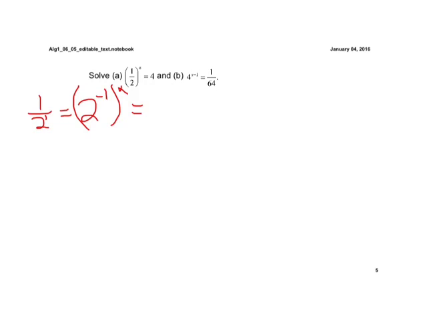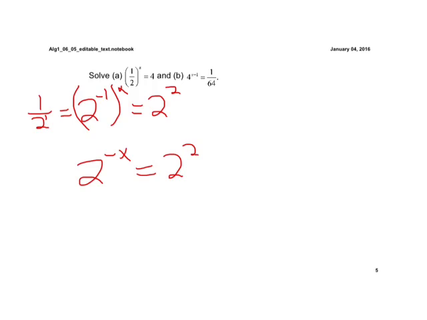Okay, now we have 2 to the negative first, keep our x. Now the right side, we have 4. We need to rewrite it with a like base. Okay, we know a like base can be 2. So if we rewrite it as 2 squared equals 4. Okay, these are equal. We're working with just part A right now. Now, power of a power, multiply exponents. So negative 1 times x, we have 2 to the negative x power equals 2 squared.